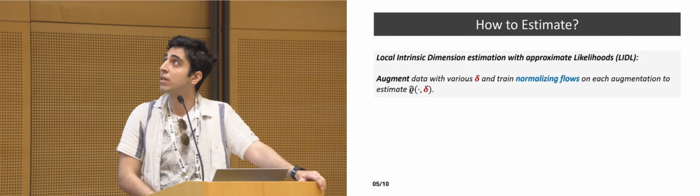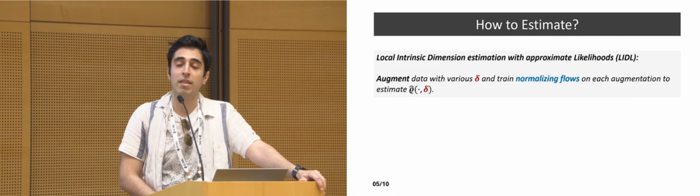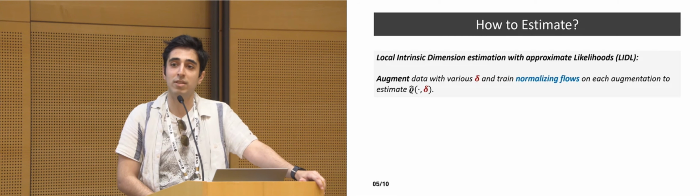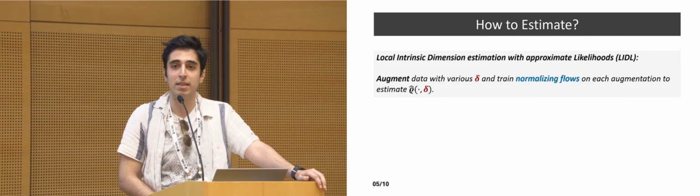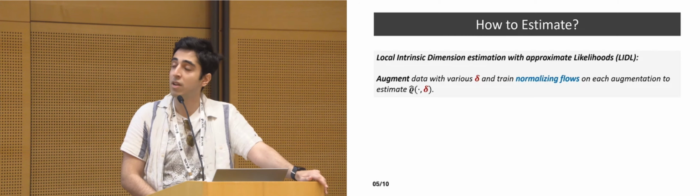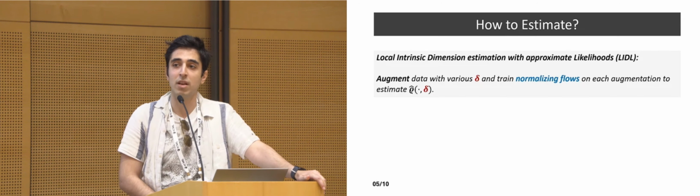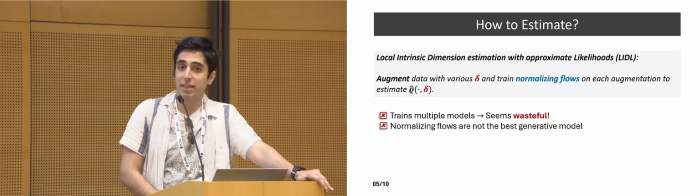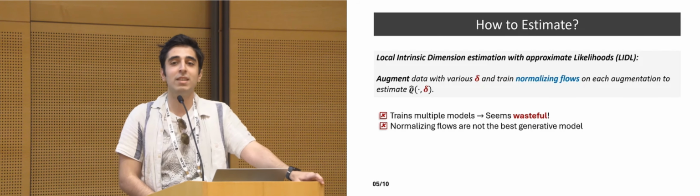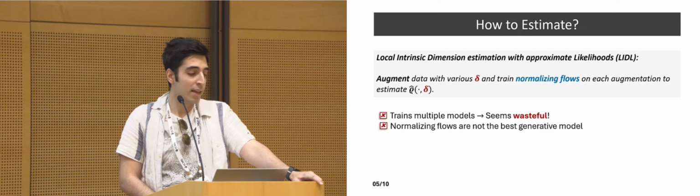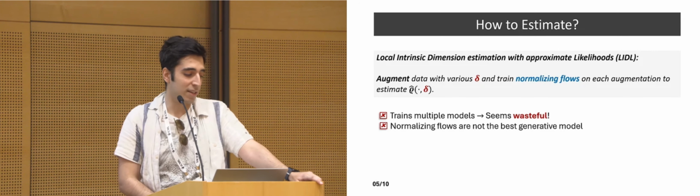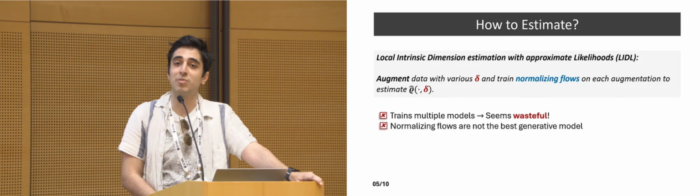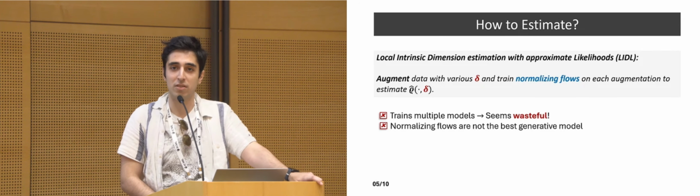Before we jump into our work, the paper that originally came up with this theory had a method for estimating LID. What they did is that they took the data set and augmented it with various levels of Gaussian noise. So they have M different data sets, and they train M different normalizing flows, one on each data set, to estimate these Gaussian convolutions. And they use a linear regression to get the LID out of it. At first glance, it seems wasteful because you're augmenting the data and you're training multiple normalizing flows. And also, we know that normalizing flows aren't the best generative model, especially in scenarios where the intrinsic dimension is lower.